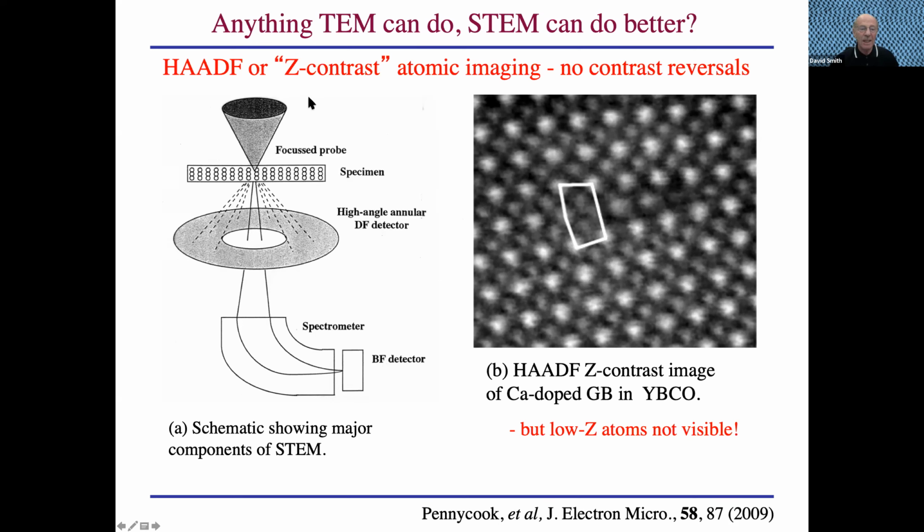But the important thing is, here we have a focused probe, we have the sample, we have a large angle annular detector. And Z contrast meant that you were able to resolve the high Z atoms. You had sufficient brightness to do that. Well, low Z atoms were not visible in this particular case.